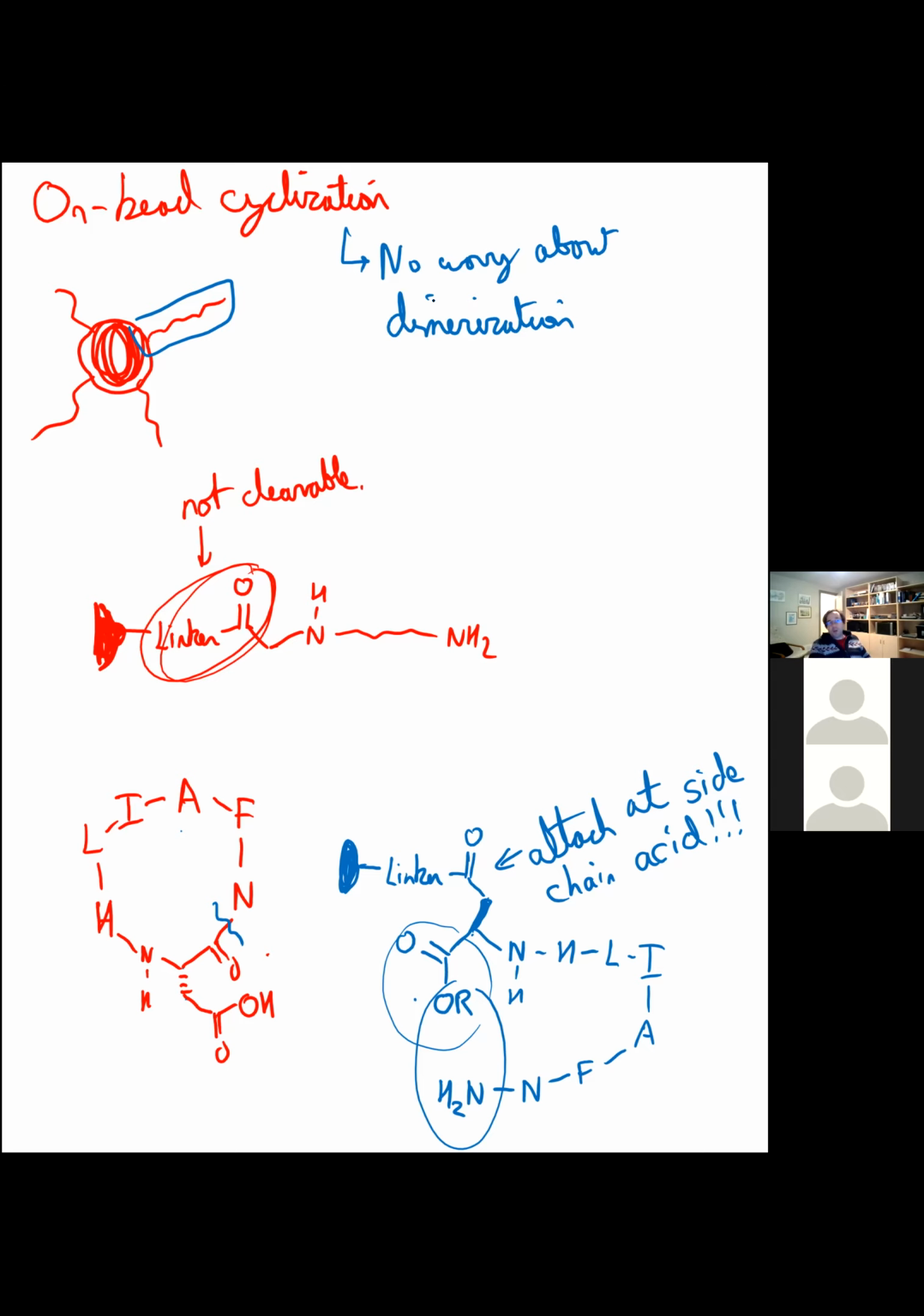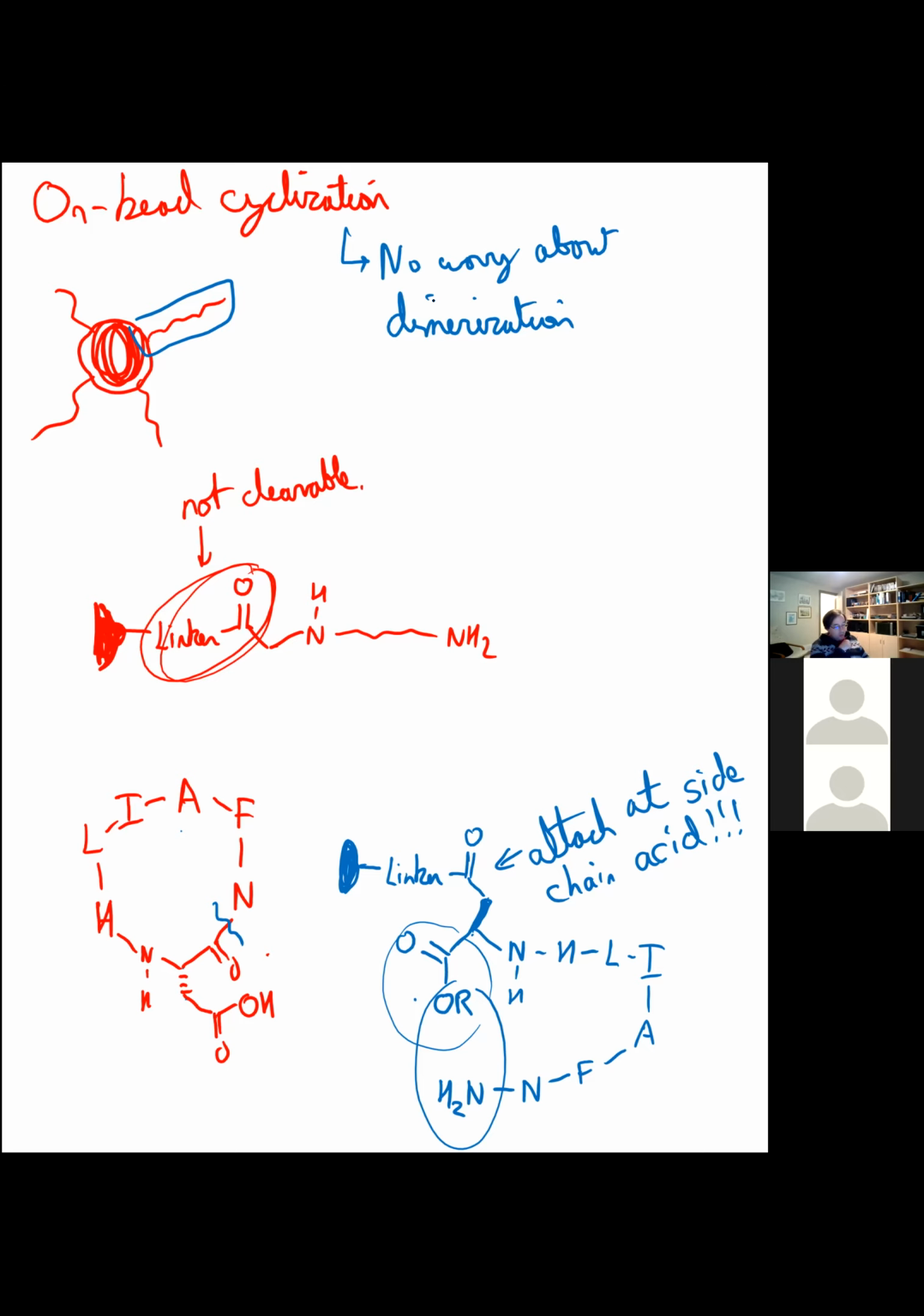Your yields might not be as good. You might be a bit more constrained in your choice of solvents, and so on. But if you don't need to lose 60% of your material to dimer, take that every time, because you're not going to get any dimer. You don't need to worry about dimer. You're only going to get cyclic peptides. So on bead cyclization, I think, is kind of the state of the art of peptide cyclization. And it arises naturally out of the fact that we do so much of this stuff on bead.